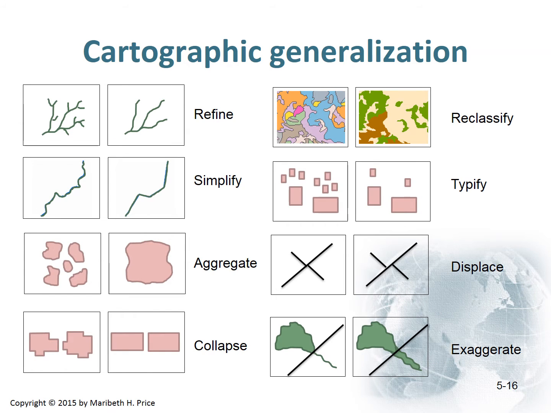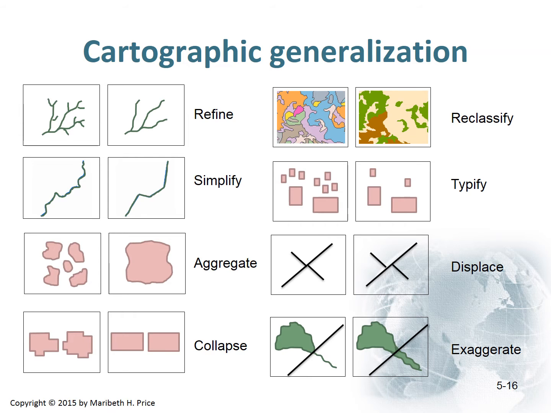Other ways that we do cartographic generalizations, we can refine our data. In other words, we can sort of simplify things and make it a little more explicit. We can also simplify really complex lines into straight segments. We can aggregate disjointed elements into composites. We can take unusual shapes and collapse them into more fundamental or basic shapes. We can reclassify things so that some items that would have otherwise been separated become a single unit.